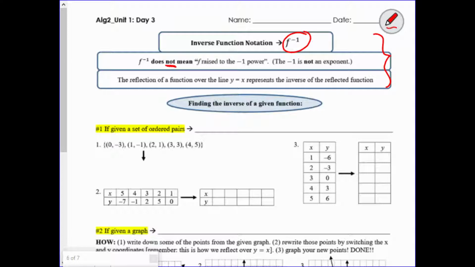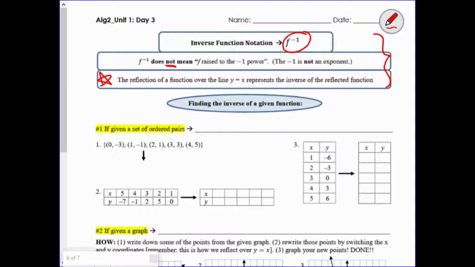Instead, it's just saying that it's the inverse of function f. So just be really careful distinguishing those two ideas. This is a very important concept, so I'm going to star it or highlight it or underline it. I know it's already in a box, but it's the most important box on this page. The reflection of a function over the line y equals x represents the inverse of the reflected function. This is the definition of an inverse.